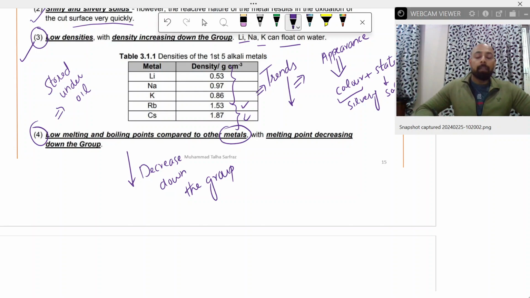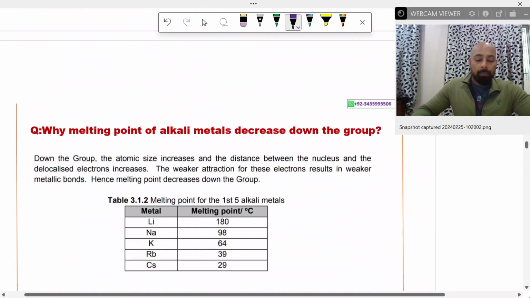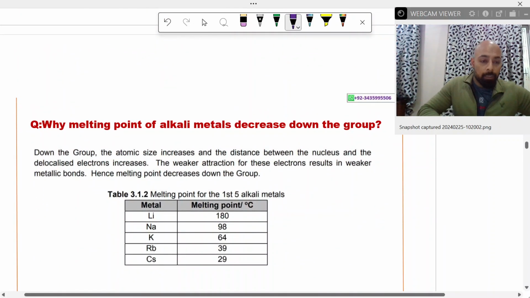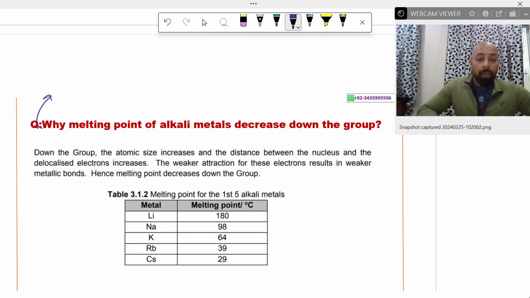The melting point decreases down the group, right? All right, here we have a question which I have already answered, for your convenience. So why do the melting and boiling points of alkali metals decrease down the group? It's very important for you to understand the reason. What is the possible reason?